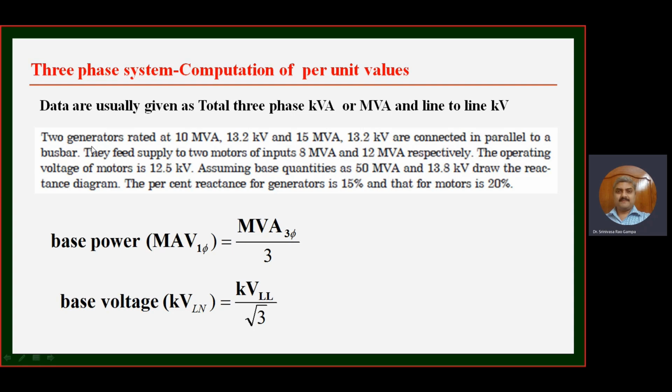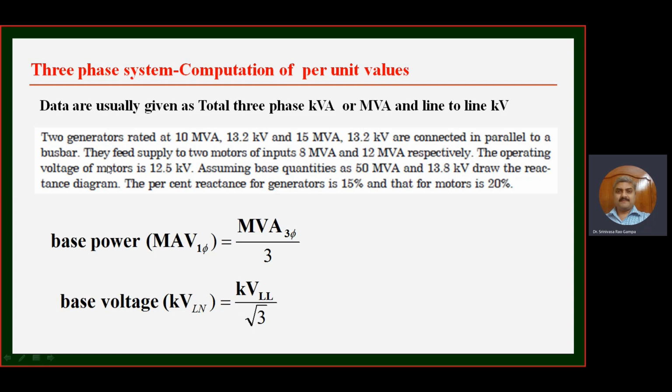If you see this problem, for example, two generators rated at 10 MVA, 13.2 kV, and 15 MVA, 13.2 kV are connected in parallel to a bus bar. They feed supply to two motors of inputs 8 MVA and 12 MVA respectively. The operating voltage of motors is 12.5 kV. Assuming base quantities as 50 MVA and 13.8 kV, draw the reactance diagram.